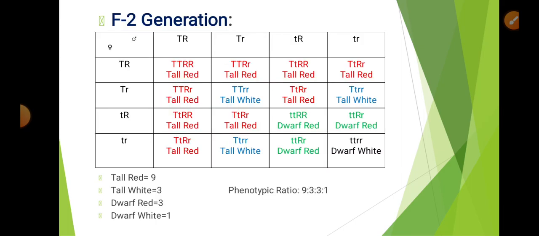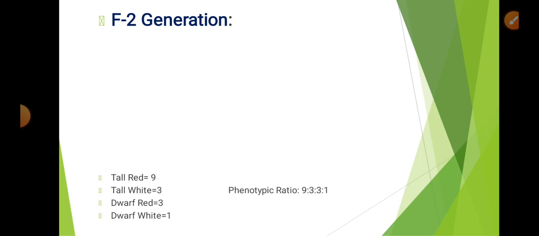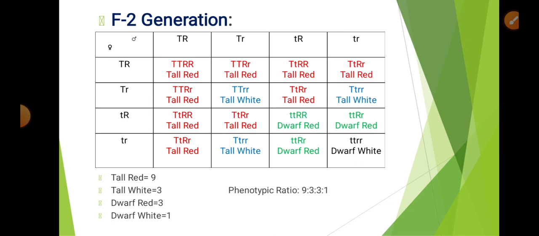Here the law shows that the expression of the tall character with the red character does not influence the other. That means the character which is dominant for color never masks the expression of the height character; that is, capital T and capital R do not influence each other's phenotypic expression. Thank you.